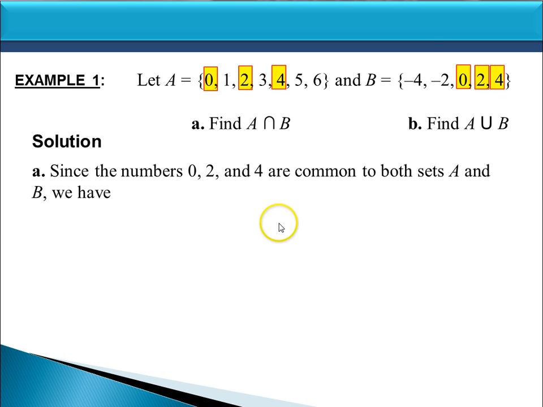Since 0, 2, and 4 are common to both sets A and B, and remember that the intersection is the collection of all the elements that they both have in common, so 0, 2, and 4 are common to both those sets, which means the intersection of A and B is the set that includes those three numbers, 0, 2, and 4.